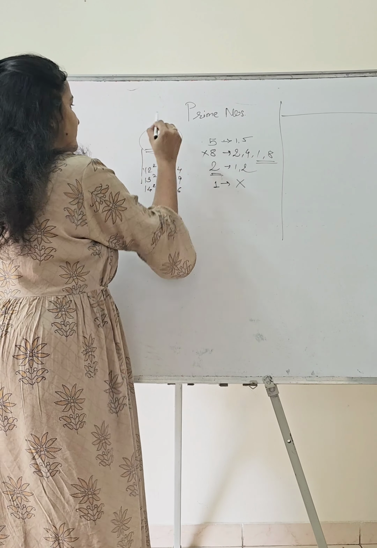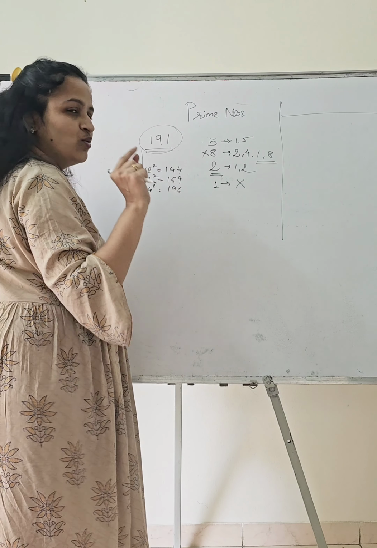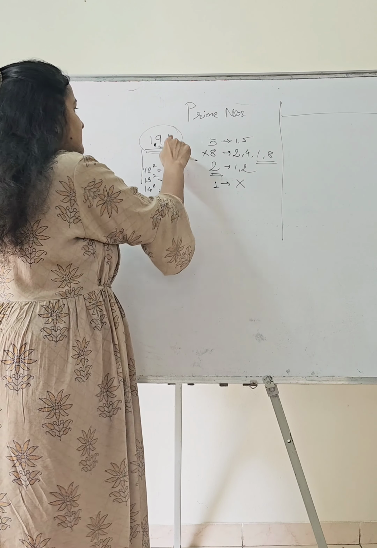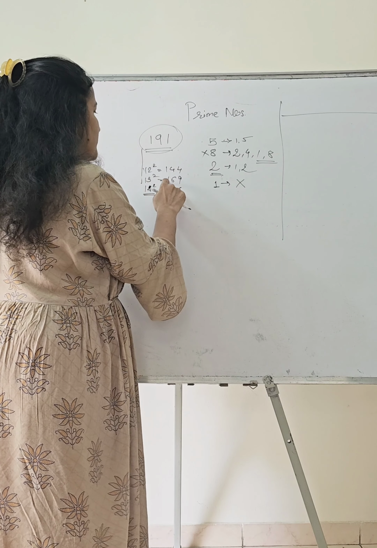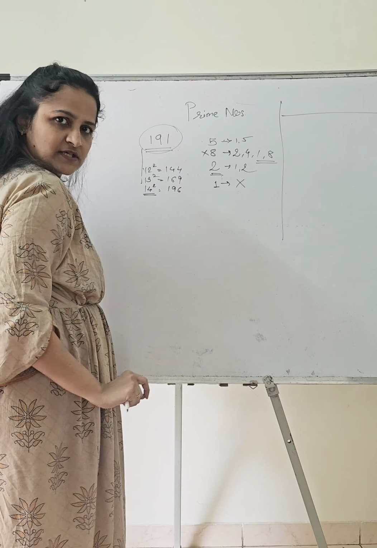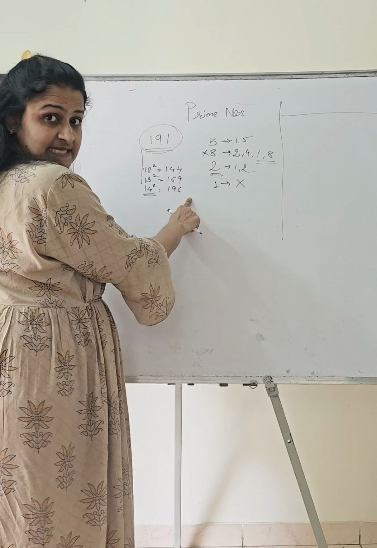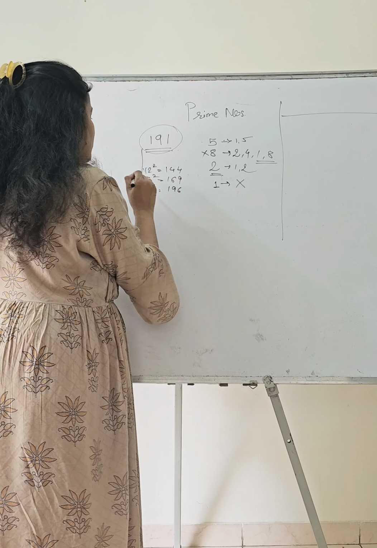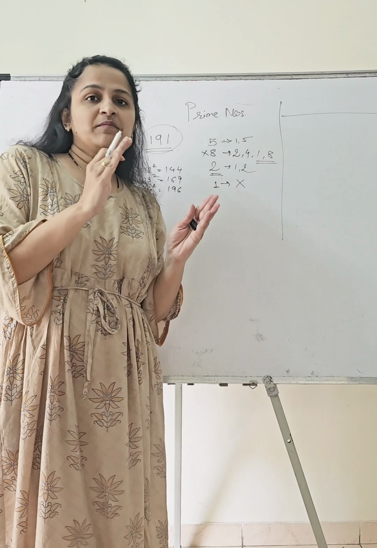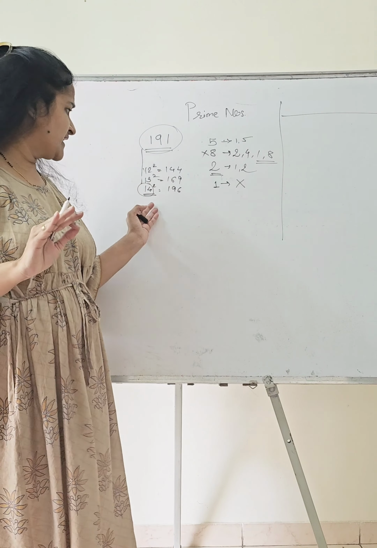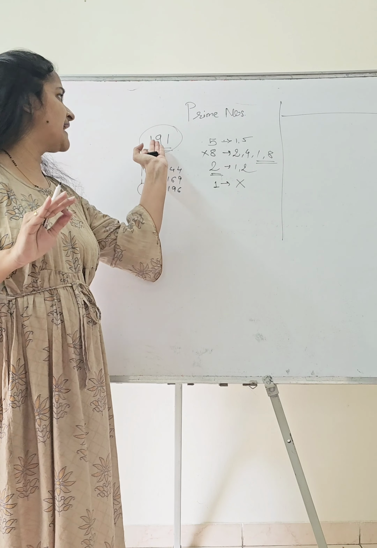So now 191. We are trying to search for a number whose square is just greater than this number. So that number is 14. You get my point? 13? No, because the square of 13 is 169, which is still smaller than the given number. The square of 14 is 196, meaning 14 is the number we were looking for. Now it is easier to find the prime numbers till 14 than till 191, right?